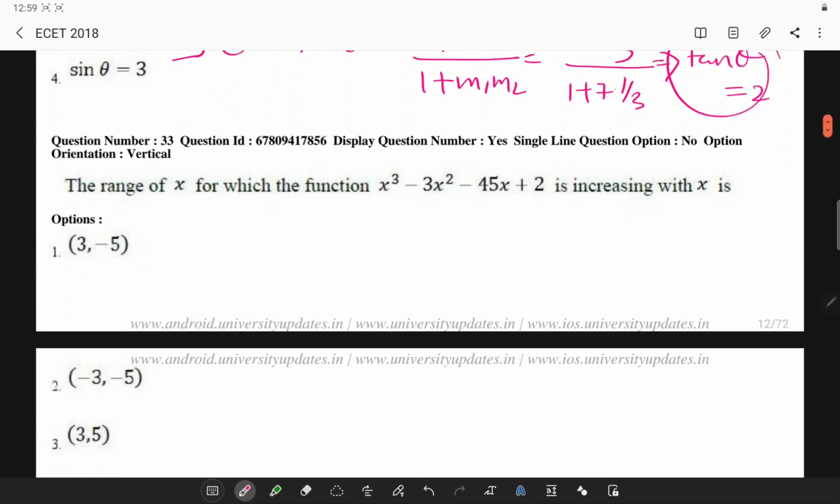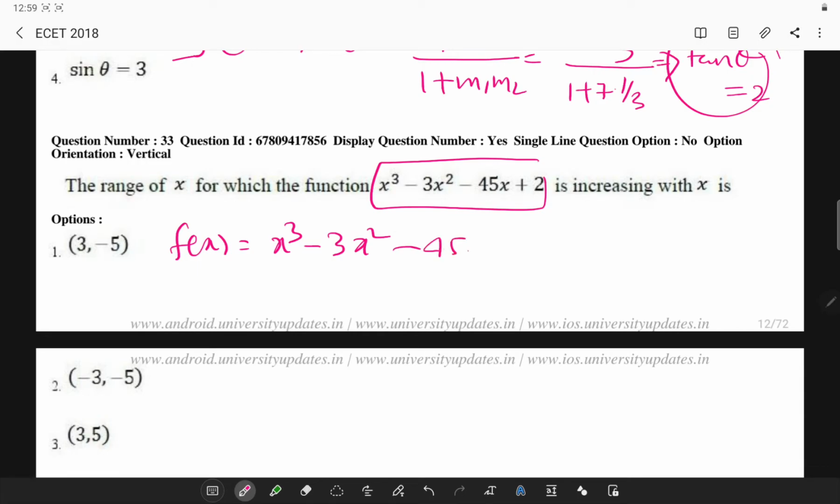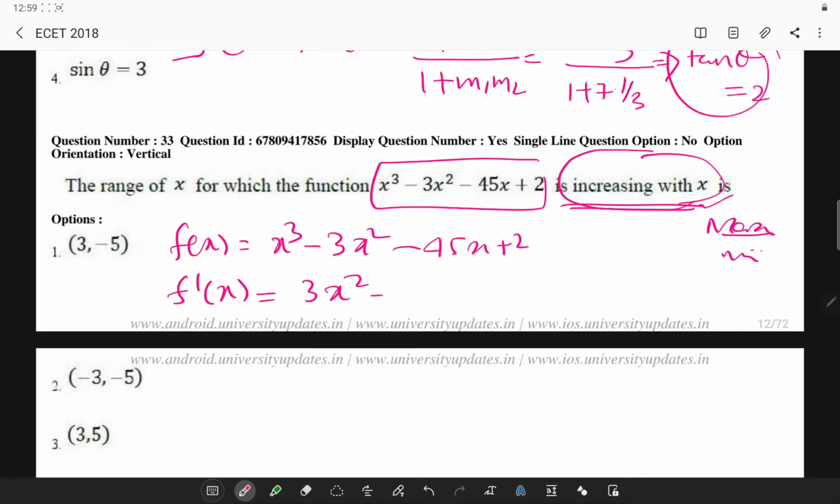So next I have a function f of x, which is x cube minus 3x square minus 45x plus 2. Whenever there is a question with increasing value of x, this question is related with maxima and minima. So first I will be doing the calculation of the derivative, 3x square minus 6x minus 45, and the stationary points can be calculated by equating f dash x is equal to 0. So 3x square minus 6x minus 45.